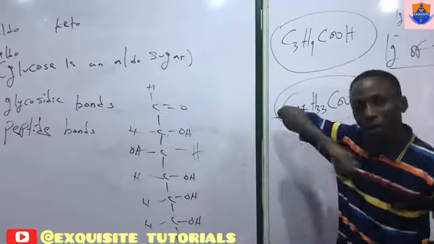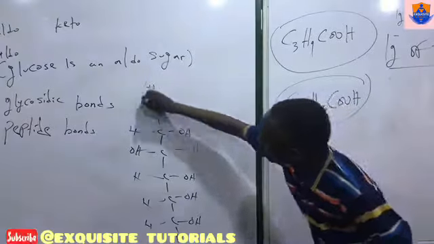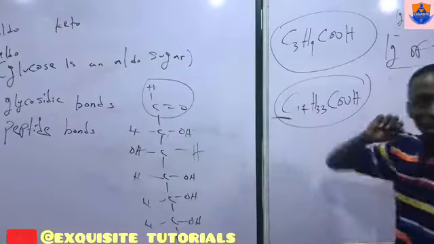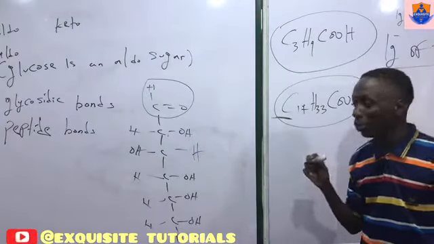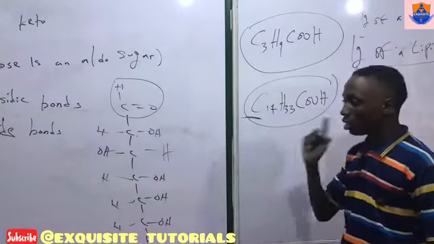Now, what did I say? Why is this an aldo sugar? This is an aldo sugar because of the presence of an aldehyde group. Now, the next question.